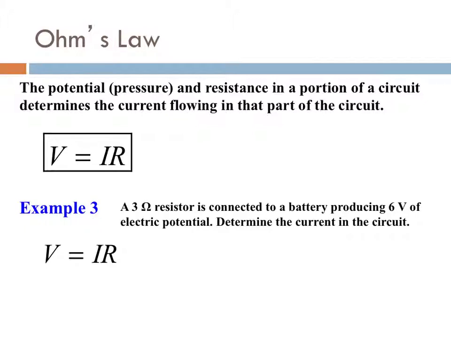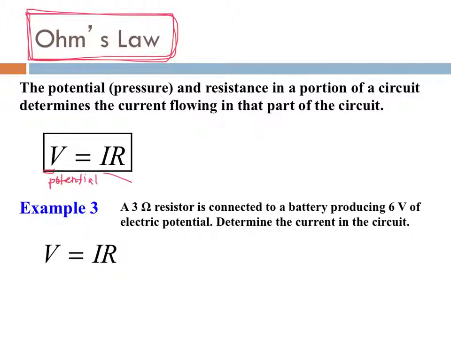Now, one of our biggest equations in this entire unit of circuits is Ohm's law. Ohm's law relates the potential of a circuit to its current and resistance in that circuit. Again, V is potential, I is current, in units of amps, potential, unit of volts, resistance, unit of ohms.